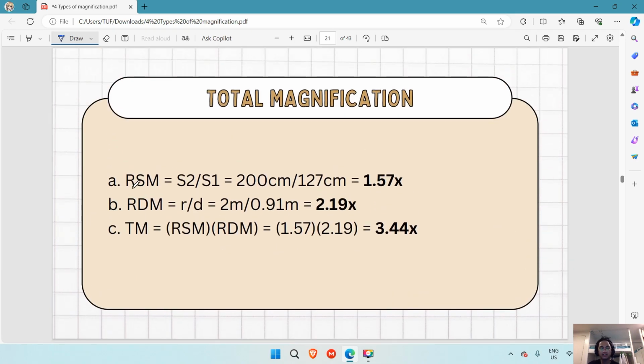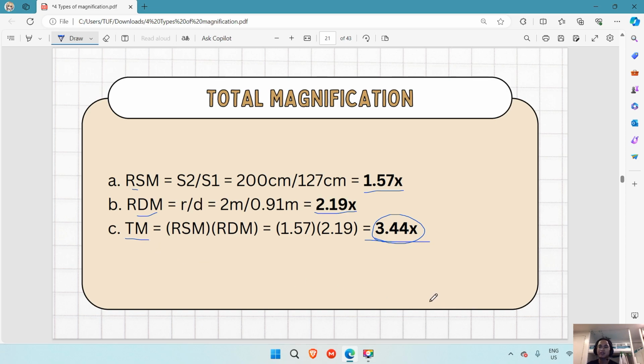So since we already have the RSM of 1.57 times and RDM of 2.19 times, we can already get the total magnification, which is only the product of the RSM and RDM. So 1.57 times 2.19 is equivalent to 3.44. So you may be wondering, anong multiply man ang total magnification?